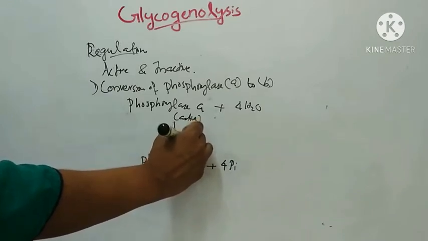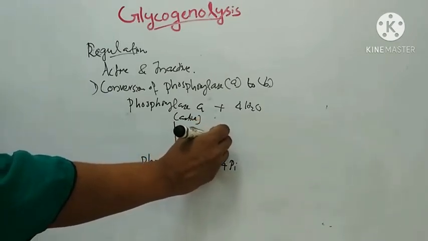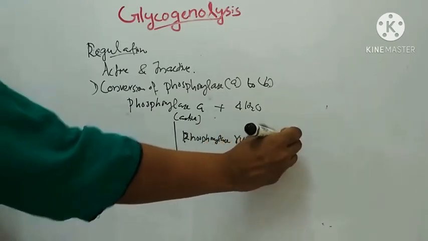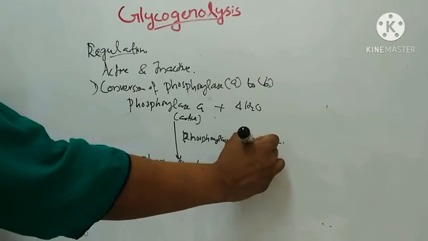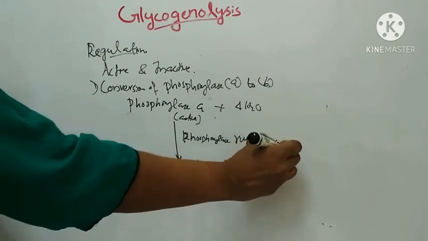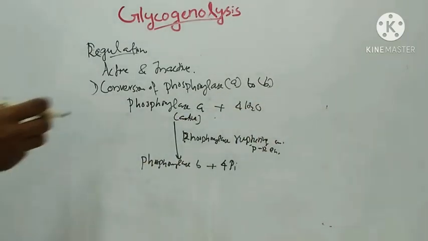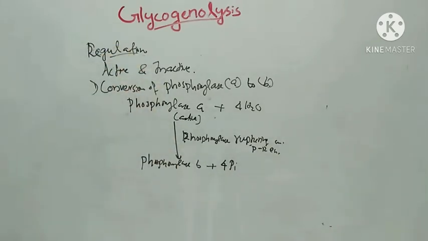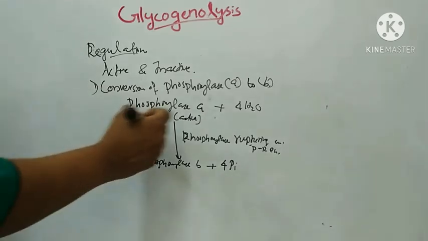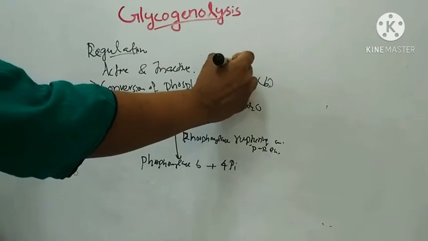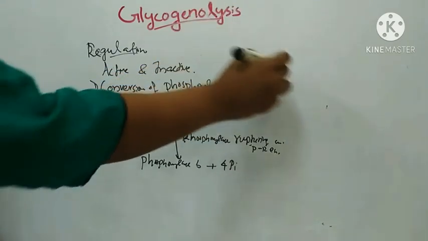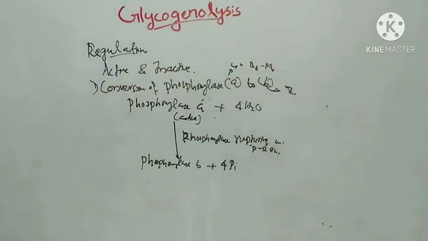Phosphorylase rupturing enzyme is called PRE, PR or PR enzyme. It is a phosphatase. This is the conversion of phosphorylase A, that is active, to inactive form. So phosphorylase A contains 4 molecules of B6 phosphate, and B contains 2 molecules of this B6 phosphate.